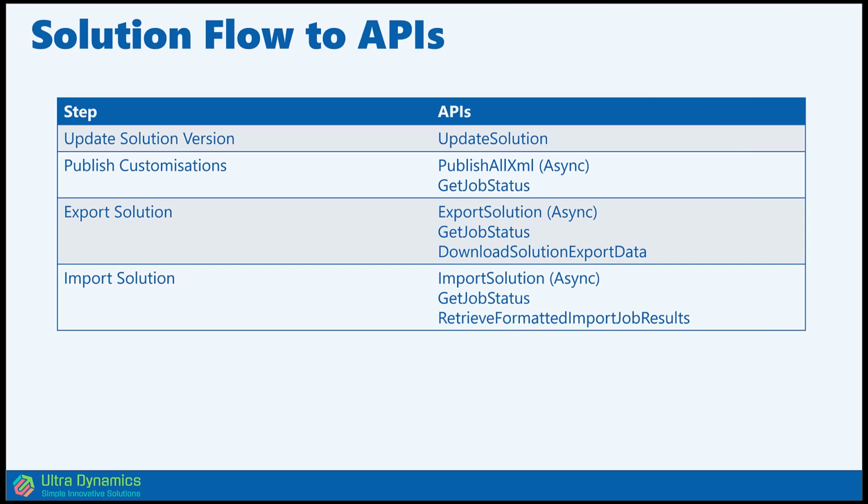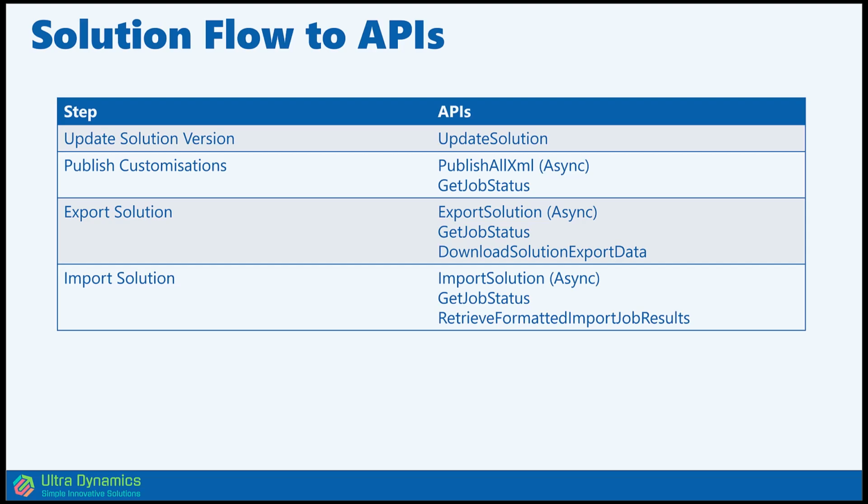Now let's take a look at what it would take to automate our previous solution flow using Dataverse APIs. I have mapped the steps we covered previously into API calls. As you can see, one step can take several API calls. For example, to import a solution, first you need to call the import async API. This gives you back an async job ID. Then you need to call the get job status several times to track the status of the import job. And finally, once the import job completes, you need to call yet another API to get the full import log.